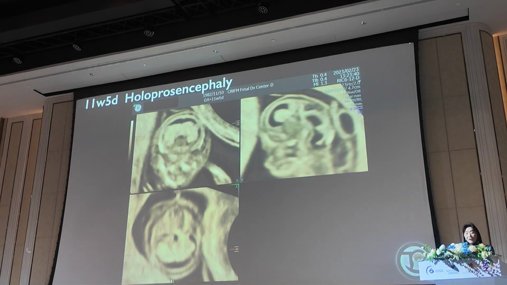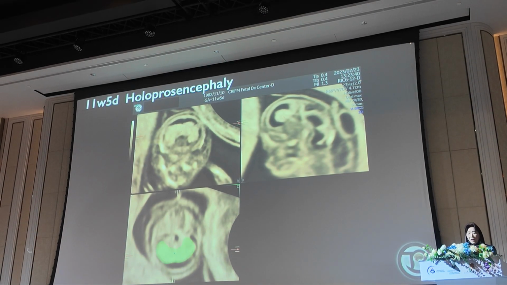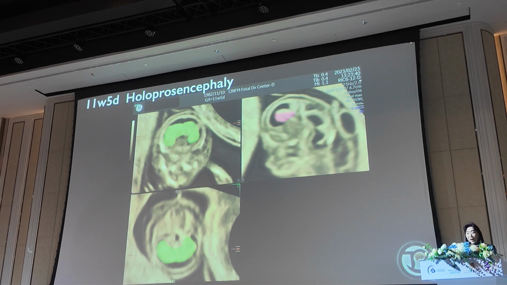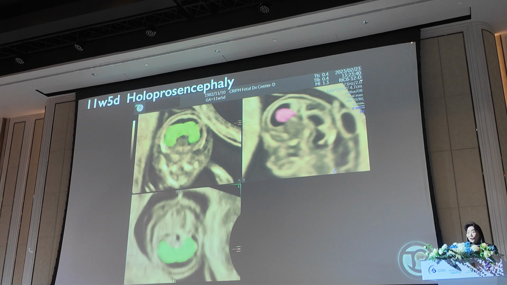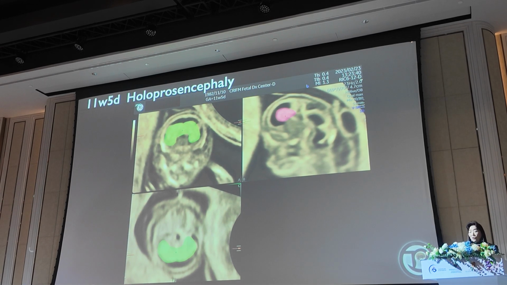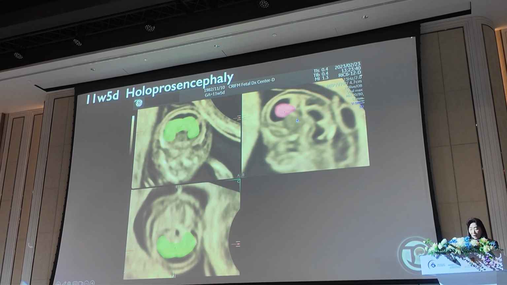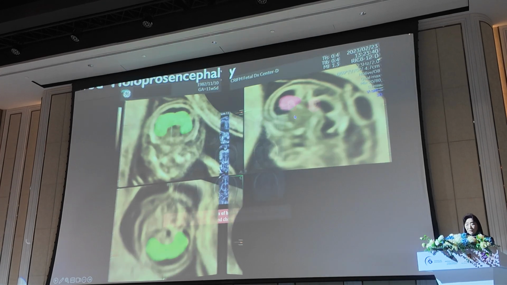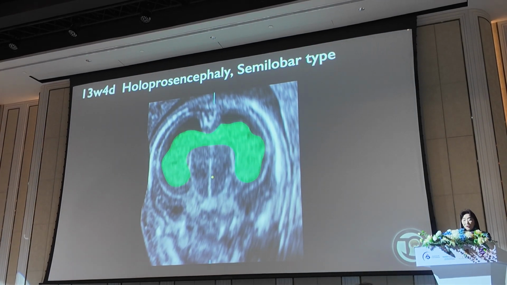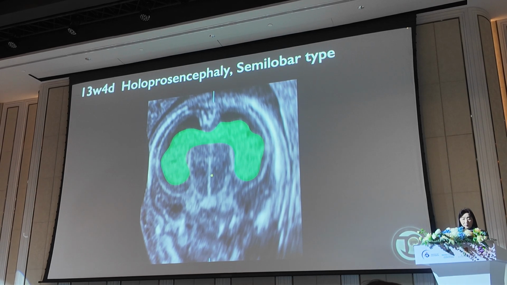However, here you can see this is 11 weeks of gestation. If you look at this, the choroid plexus is continuing from left to right. And also in the midsagittal section, you never observe the choroid plexus. However, in the case of holoprosencephaly, you may see the choroid plexus in the midsagittal section. Here you can see this is 13 weeks of gestation, and the same is true.